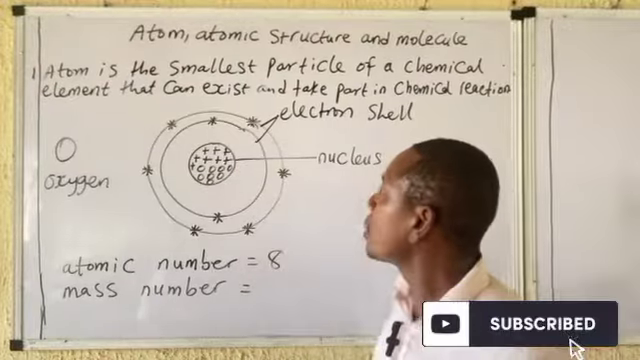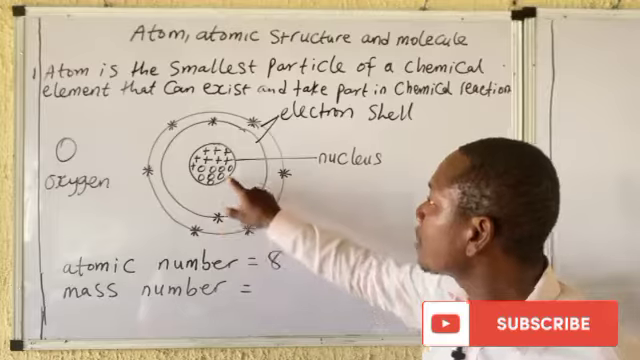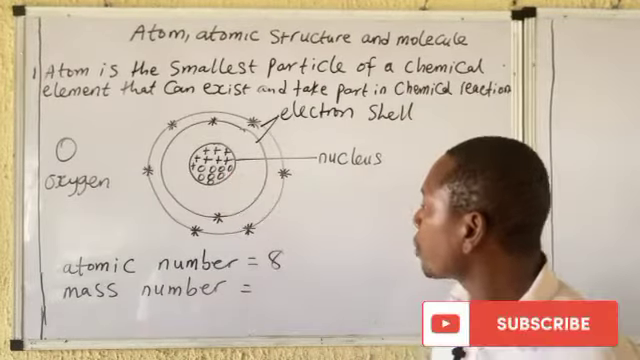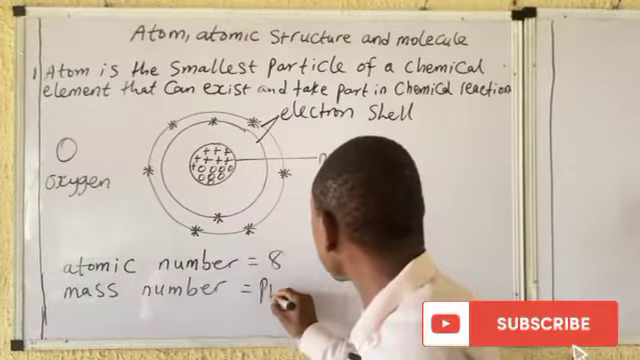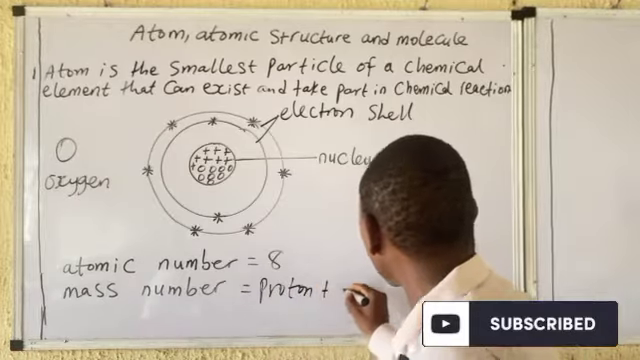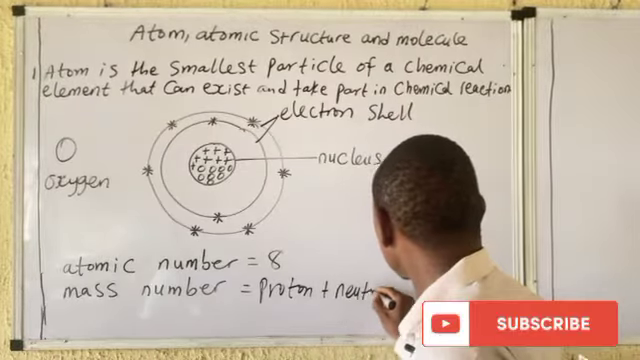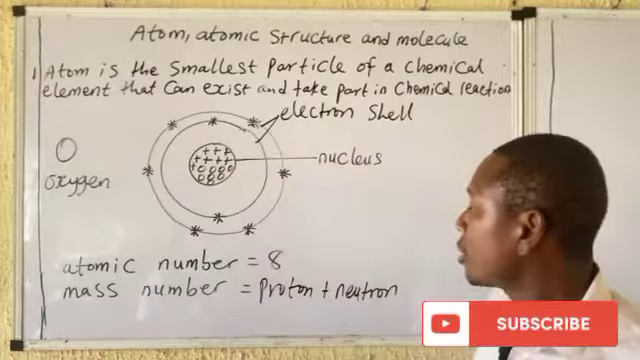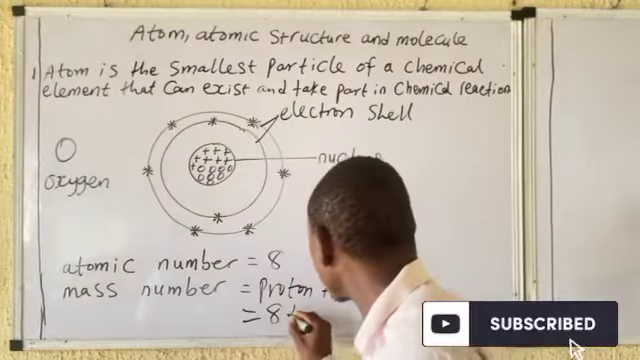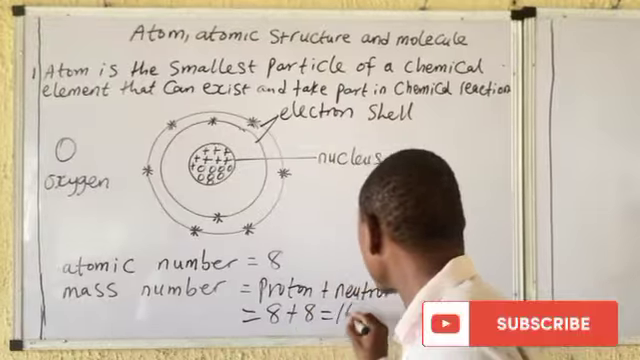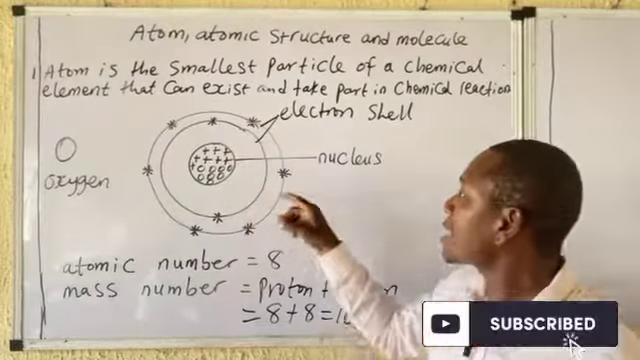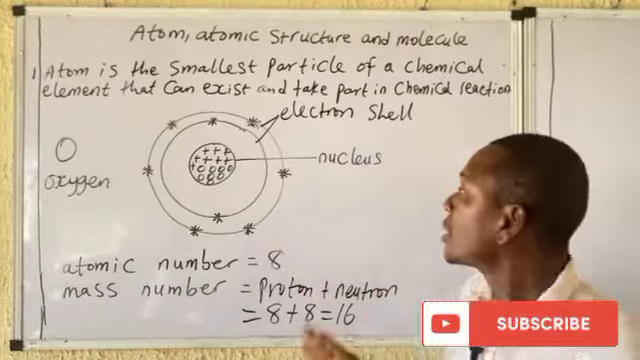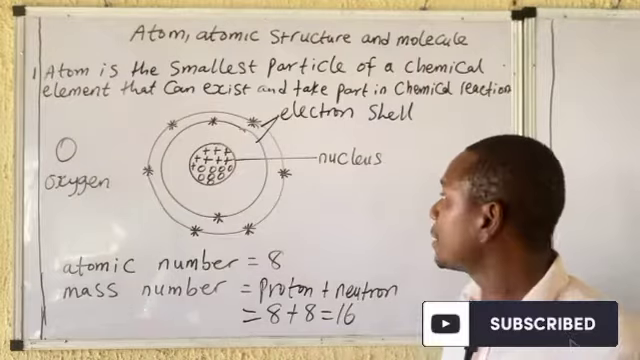Now, apart from the proton, you are seeing another circle there. This means what? The neutron. It also has 8 neutrons in its nucleus. So mass number is the number of protons plus the number of neutrons. If we are to calculate the mass number of oxygen, it's 8 plus what? 8. In this case, it is 16. So oxygen has an atomic number of 8 and a mass number of what? 16. This is the simple concept regarding atomic structure.